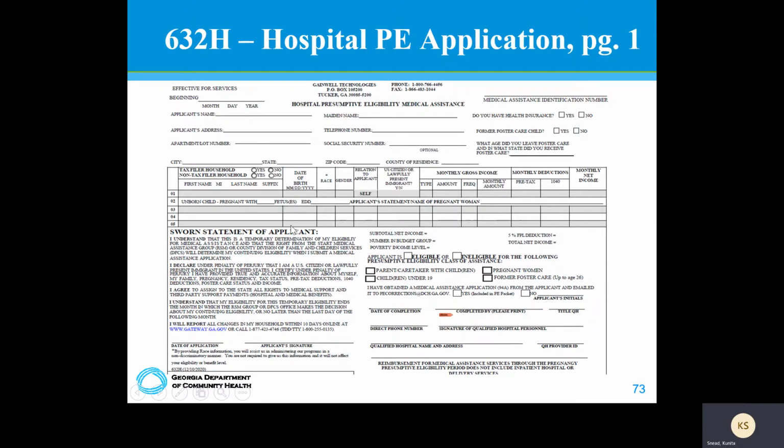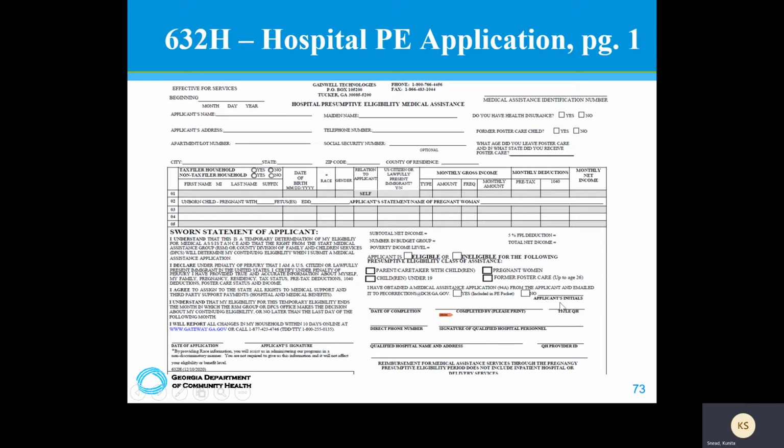The applicant needs to read this sworn statement if they're there with you. If you're doing it over the phone, you need to read it verbatim out loud to them. And then, of course, if they're there with you, they will sign it and date it. If they're not there with you, this will be blank, and remember, you're going to be doing the attachment A, signing on their behalf.